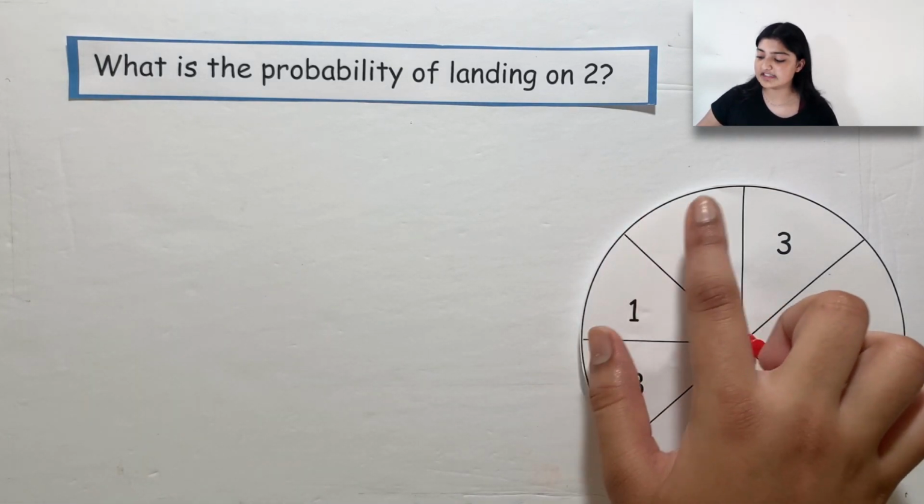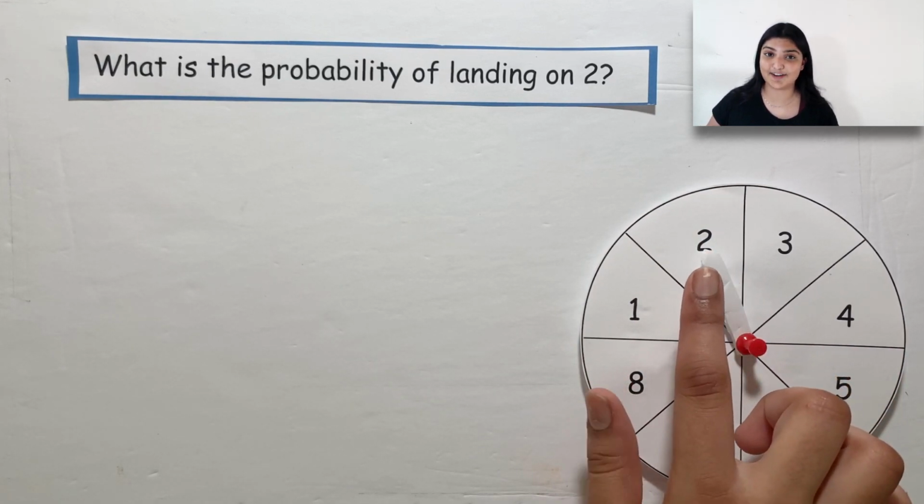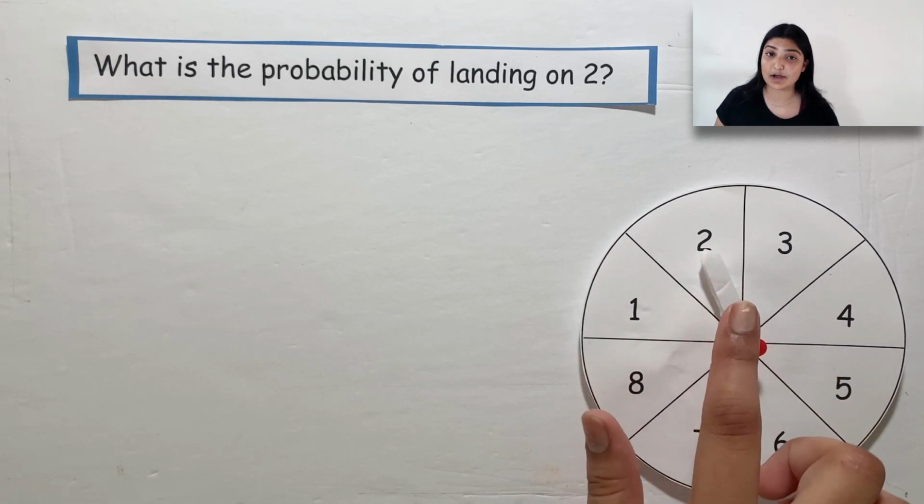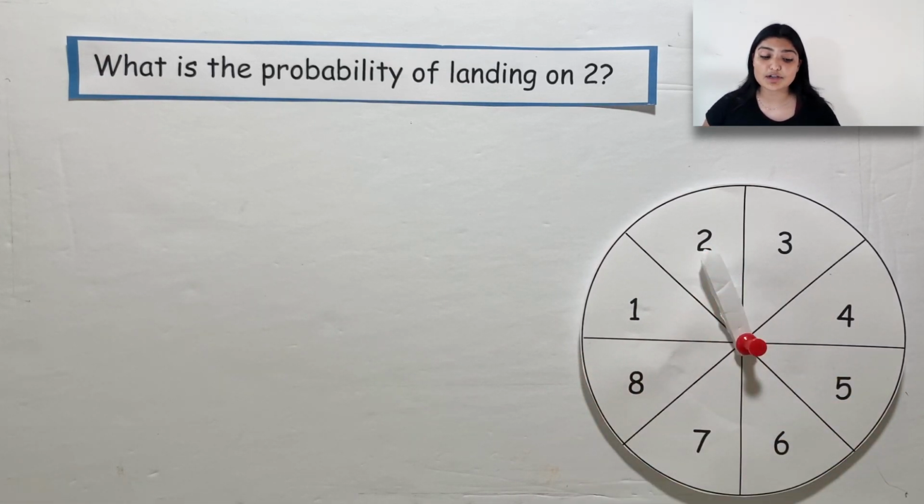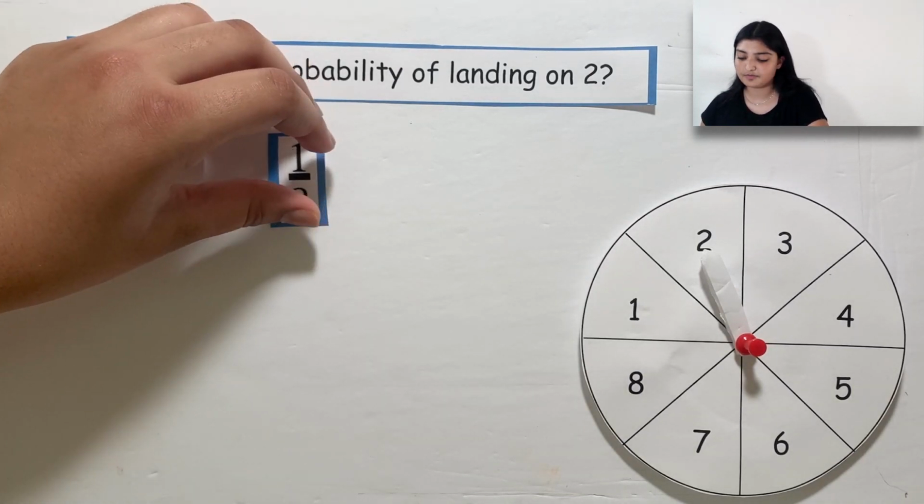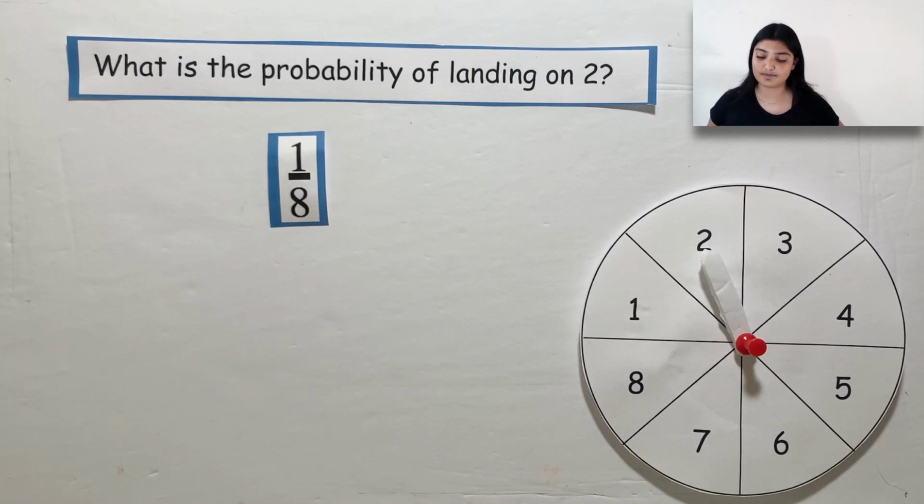There's only one section that is numbered 2, which is a section we want to land on. And there's a total of 8 numbered sections that we could land on. So we know that the probability of landing on 2 would be 1/8.